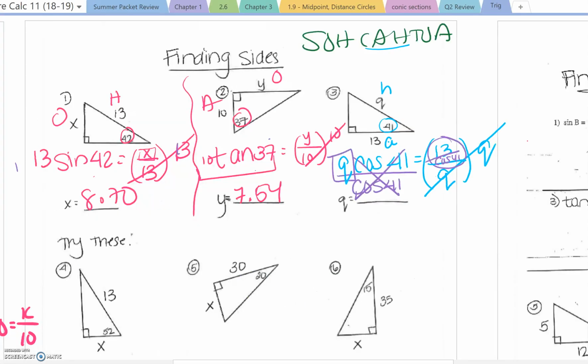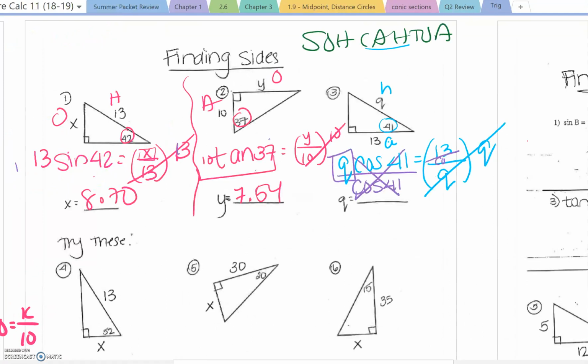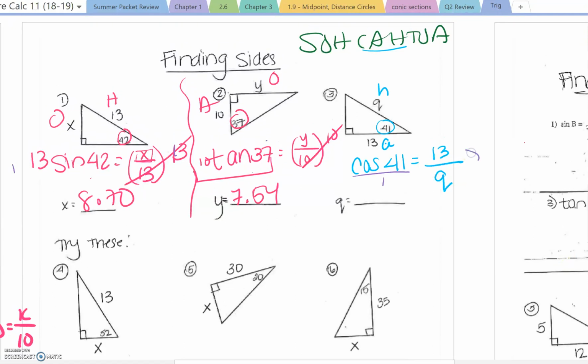I'm going to show you a different way to do it. So here was my original fraction. And remember in the beginning of this, I said that if you make your fractions into reciprocals, you just have to make both of them into reciprocals. Right now, this is over 1. Okay, so I'm going to take this, flip it over. I'm going to take this, flip it over. 1 over cosine 41 equals Q over 13.